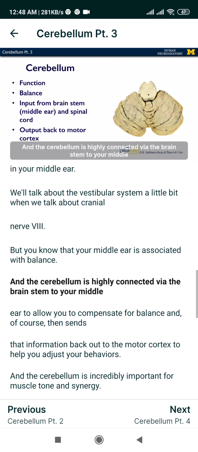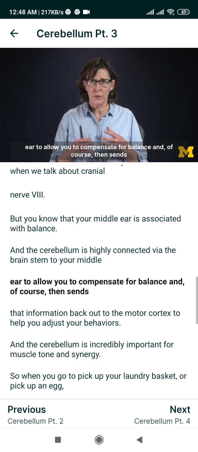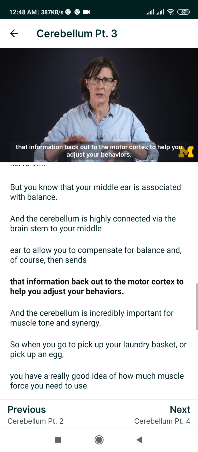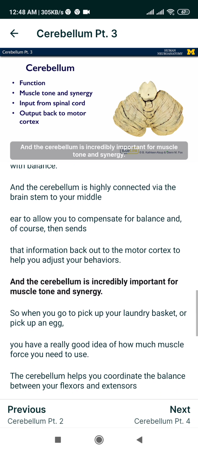And the cerebellum is highly connected via the brainstem to your middle ear to allow you to compensate for balance, and of course then sends that information back out to the motor cortex to help you adjust your behaviors. And the cerebellum is incredibly important for muscle tone and synergy.